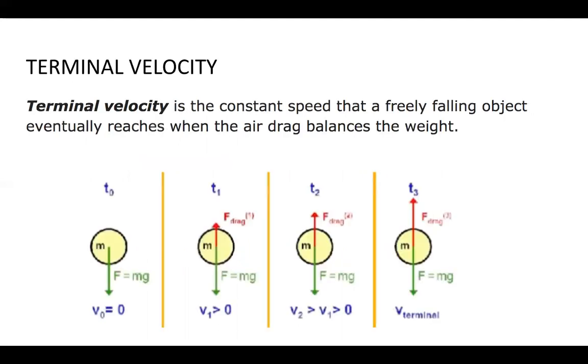Just a reminder, terminal velocity is a constant speed that a freely falling object eventually reaches when air drag balances the weight. In the diagram provided below, I show an object released from rest where weight is the only force acting on it. In time 1 and time 2, we can see that velocity is increasing, so air drag is also increasing. And at time 3, air drag has balanced the weight. The object is no longer accelerating and it's falling at a constant velocity, which is called terminal velocity.